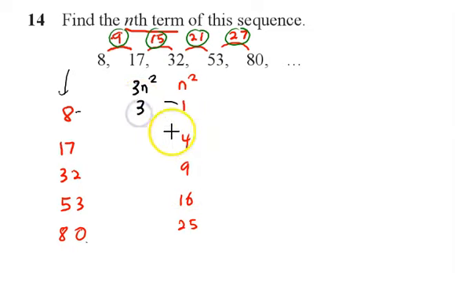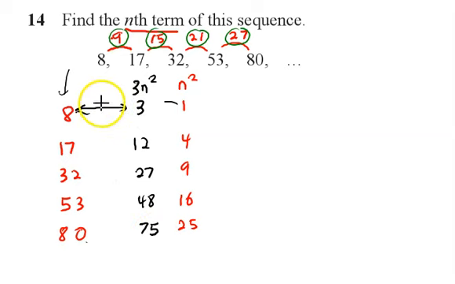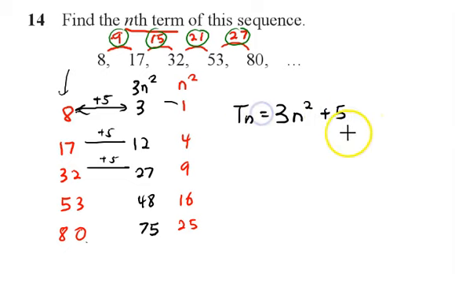So we got here about 3, 12, and here is about 27, 48, and here we have about multiply with 3. So here we got about 75. Now can you see a similar pattern between this number and this number for each? So they have to plus with 5, right? They just have to plus with 5. So in this case, we can conclude that this n term we have is 3n square plus 5. This is the n term.